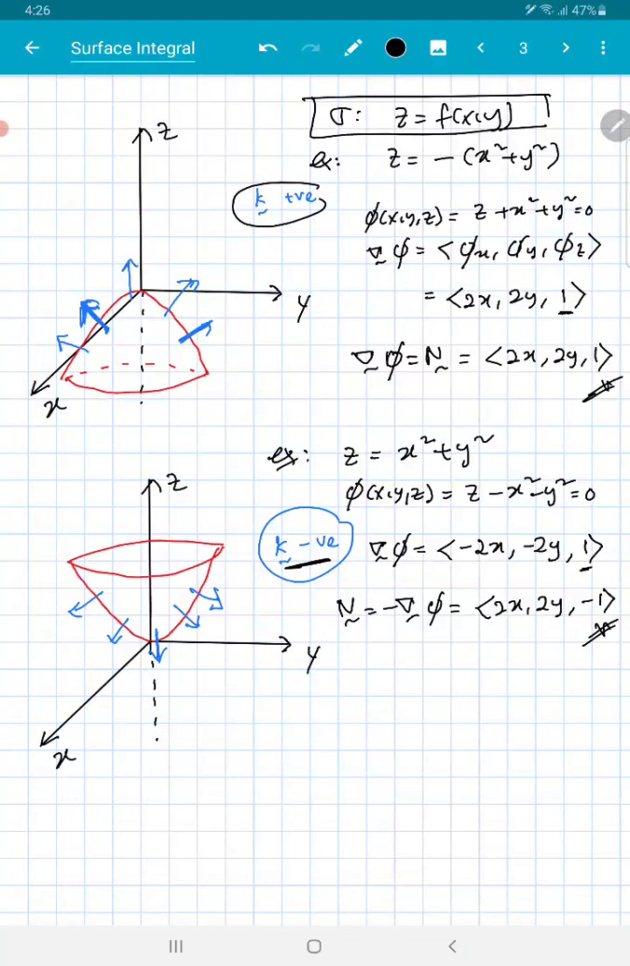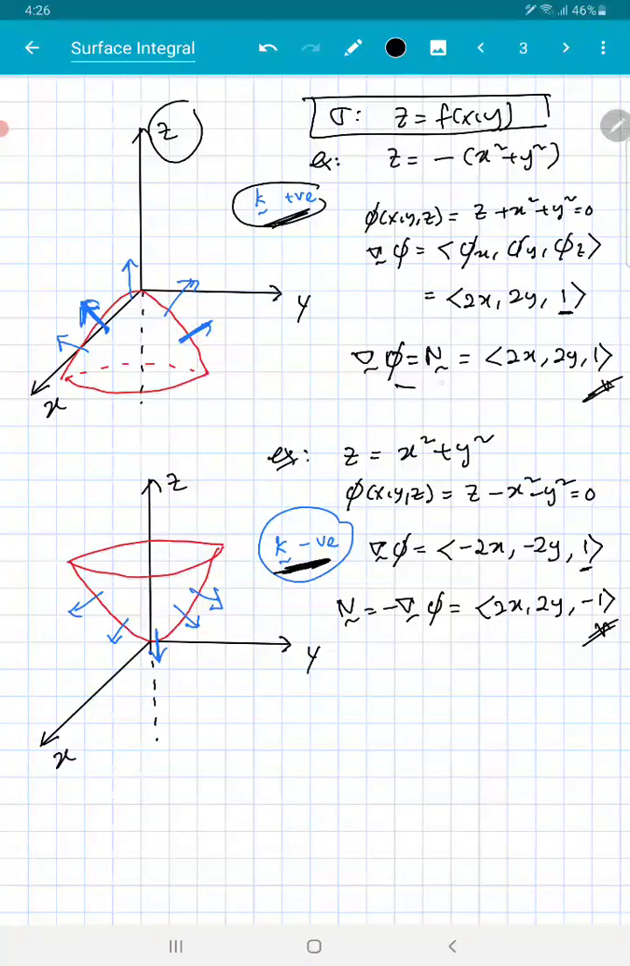If it's pointing towards the positive z-axis, you want the k, the z component, to be positive. But if your surface is facing the negative z-axis, you want your z component to be negative. And then you check your del phi, whether your z component is already the same sign as you want. If it's not, then your normal vector would be negative del phi.